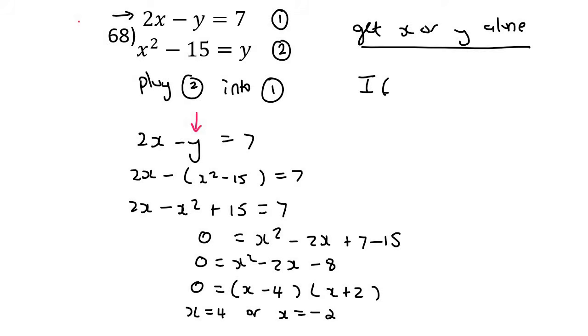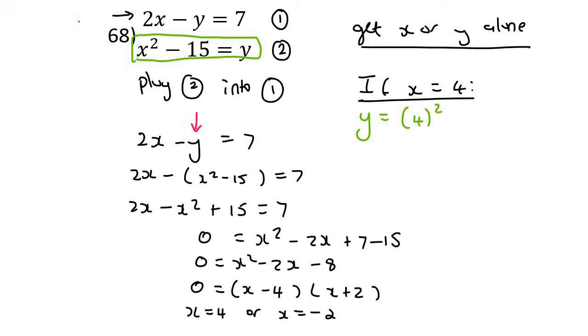So we can say here, if x equals 4, let me do that in a different color. Then what we can do is use this equation over here. Then it tells us that y should be equal to 4 squared minus 15. See, I'm just plugging the x answer into here. And so that means y would be 1.